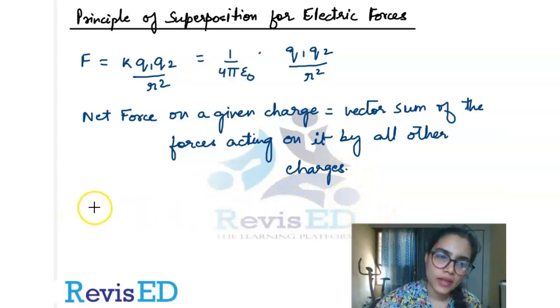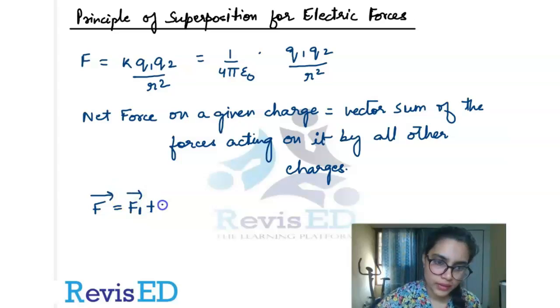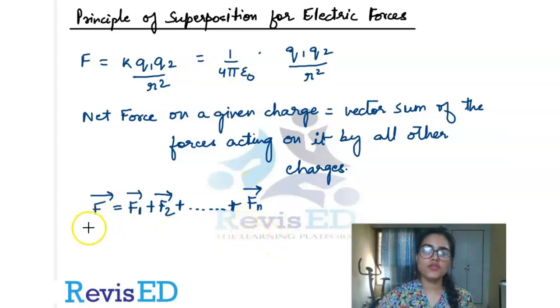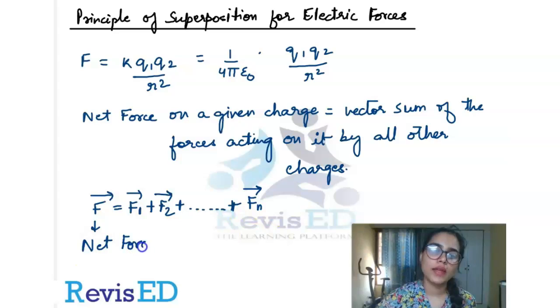So what we can say in mathematical form is that F, which is the net force, is equal to F1 vector plus F2 vector, and so on, and since the body is going to have n number of forces, we write Fn vector. So this is the net force on a body. This is what the principle says.